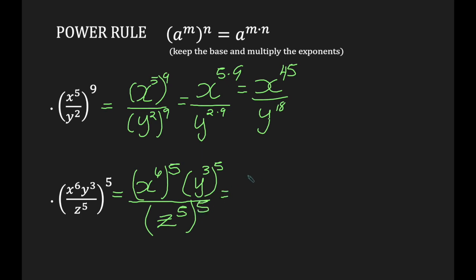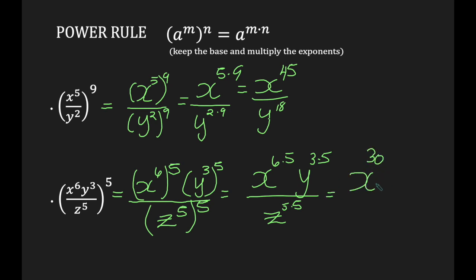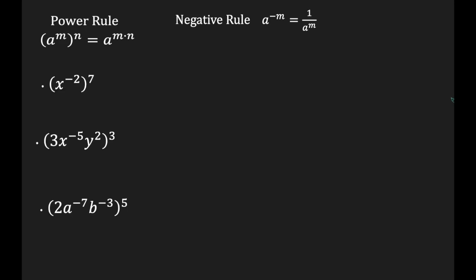And remember, the rule says when you have a base raised to an exponent and raised to another exponent, you're going to multiply those exponents. So your x, you're going to have 6 times 5, the y, 3 times 5, and your z, 5 times 5. So your answer: x to the 30th, y to the 15th power over z to the 25th power. Let's look at some more examples.